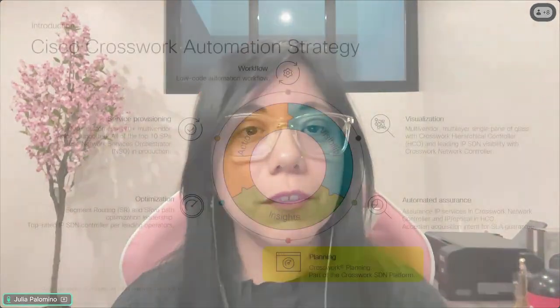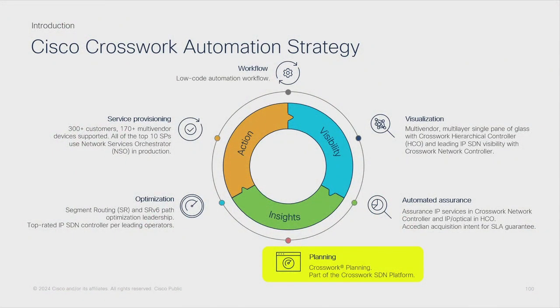Next, I will start doing a quick overview of what Crosswork Planning is. I'm sure throughout yesterday and today's sessions, you learned a lot about the Crosswork Automation Portfolio that is very focused on automating the complete life cycle of the network operations. Recently, we introduced Crosswork Planning as part of the portfolio and placed it in the leading role in the planning part of the network operations life cycle.